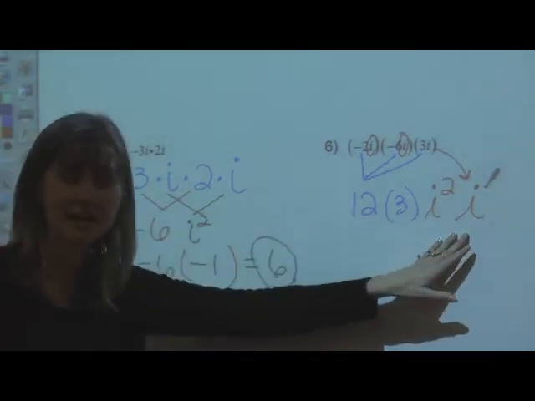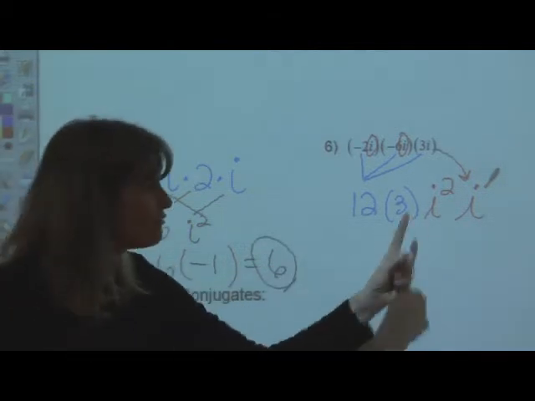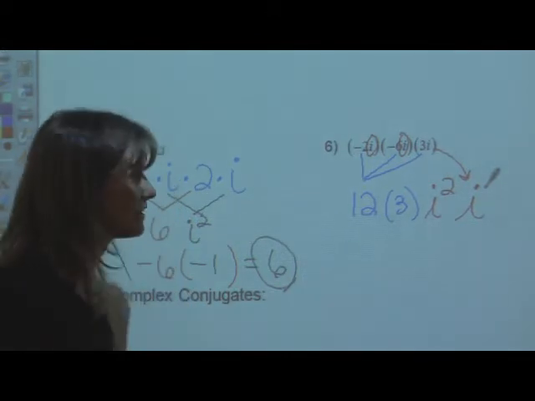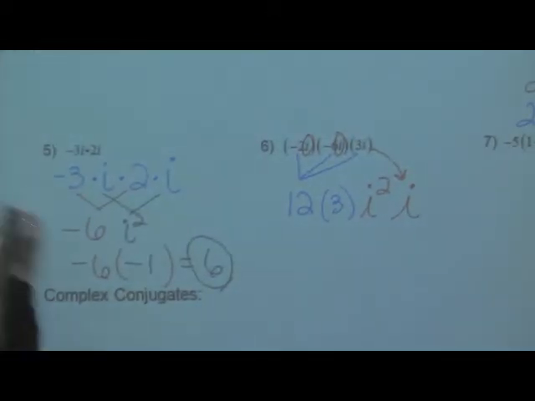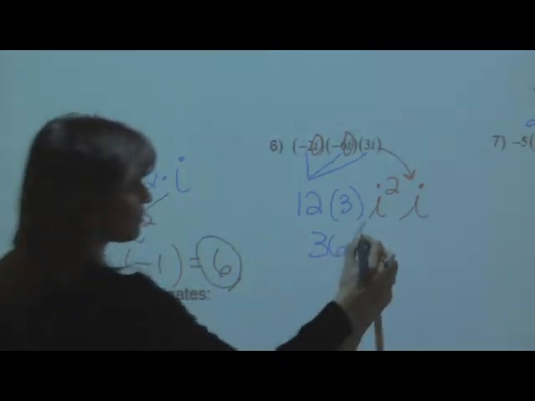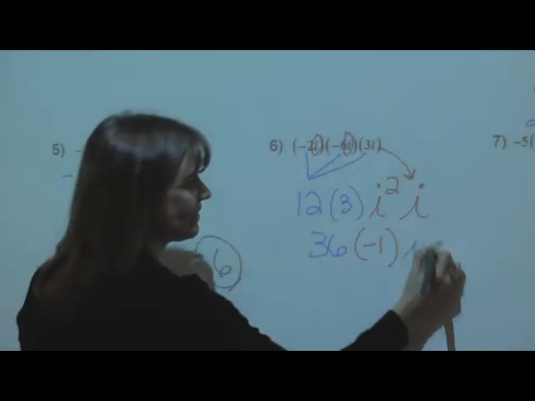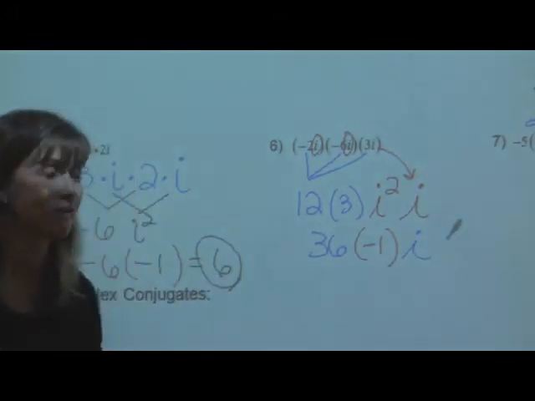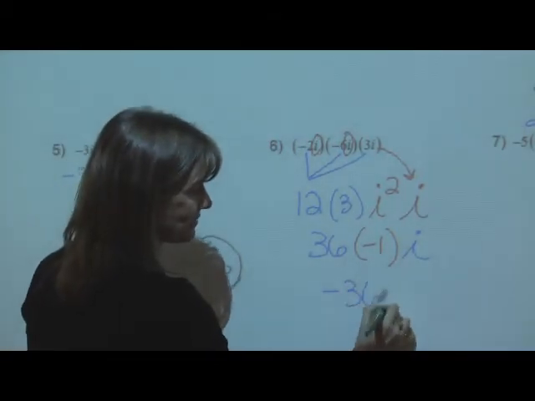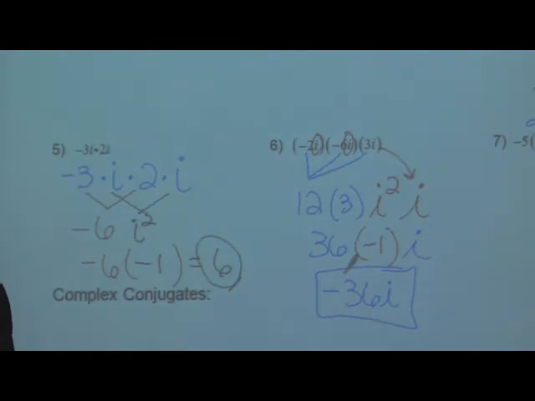Now you can make this i to the third. There's a reason that I'm splitting them apart like this, because remember, for every set of two i's, or i squared, it turns into a negative 1. So 12 times 3 gives me 36. i squared is secret code for -1, and then the other i, there's nothing special about it. I just drag it along. Final answer, -36i, and it will remain with an imaginary number.